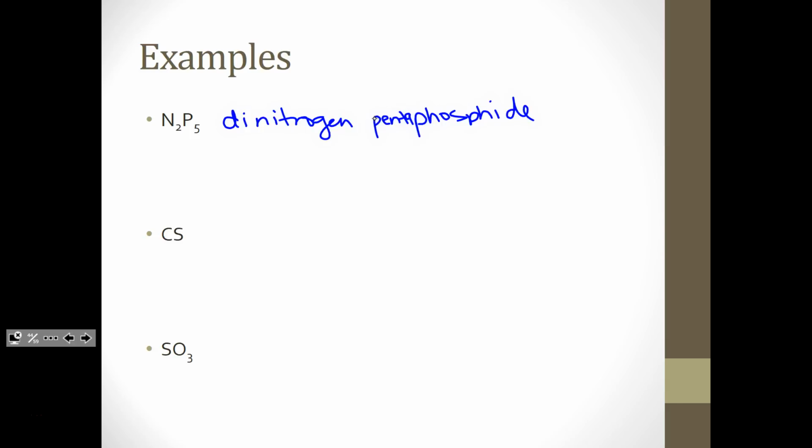So CS. The first element is carbon, and we're going to write carbon just as is, so we don't have to change the ending. Now we need to add a prefix, but notice that there's only one carbon. For the first element, if there's only one, you do not include mono, so we're just going to leave it as carbon. For the second element, sulfur needs to get changed to sulfide. And then we need to add a prefix to sulfide. There's only one sulfur as well, but because it's the second element, we do need to add the mono prefix. And so that name would be carbon monosulfide.